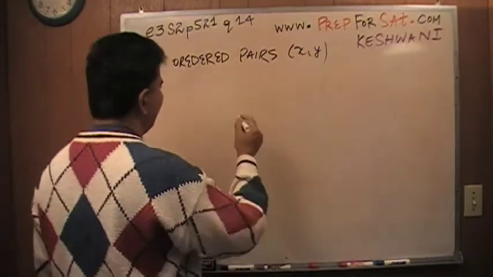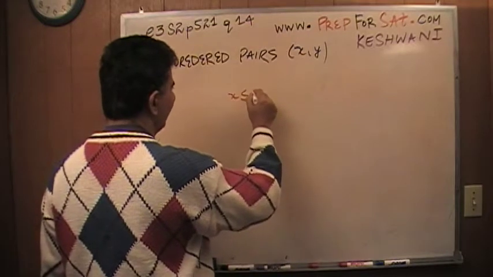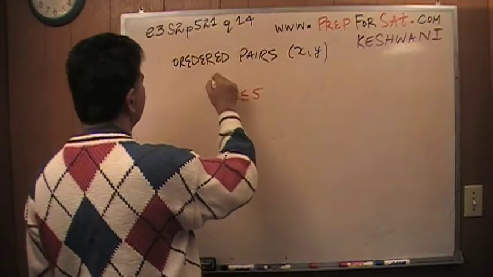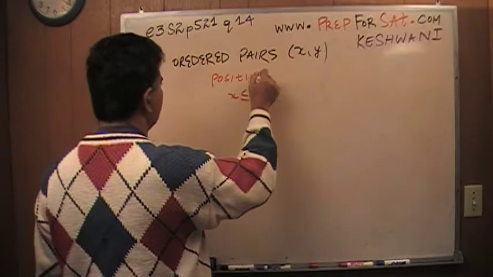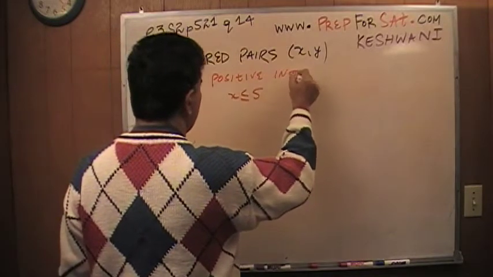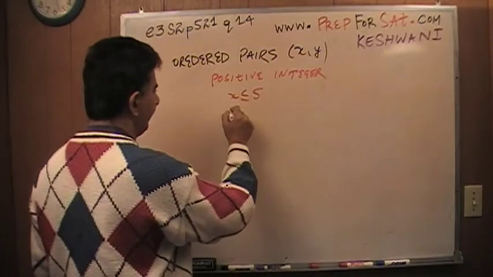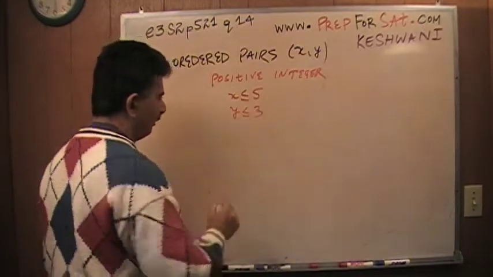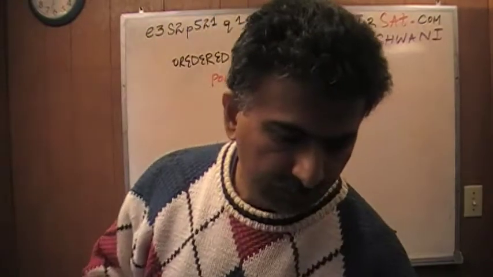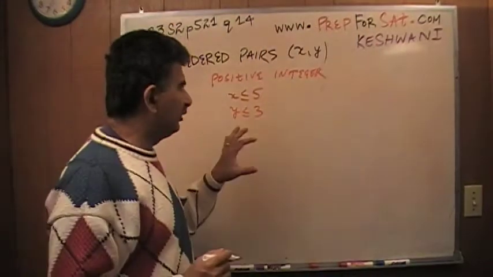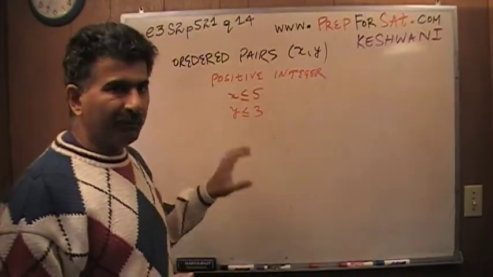Say, for example, we are told that x has to be less than or equal to 5. It has to be a positive integer, and let's say we're told that y is less than or equal to 3. I'm just giving you an example. It's nothing to do with this problem. I'm just trying to make you understand what an ordered pair means.